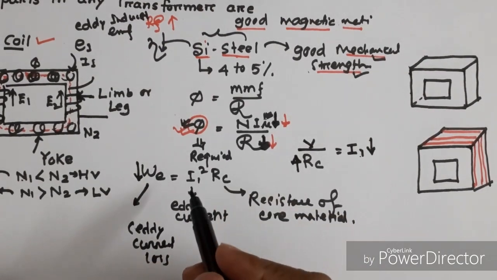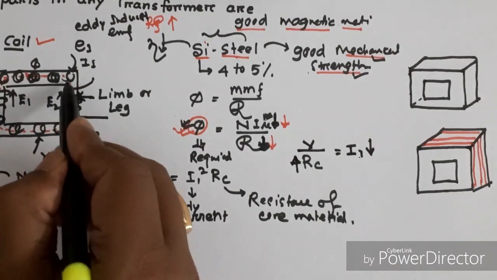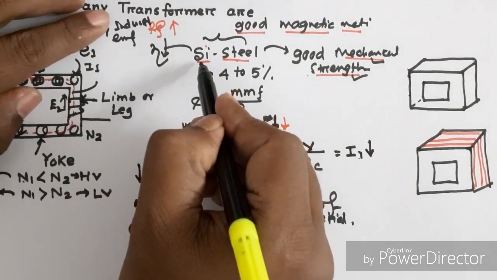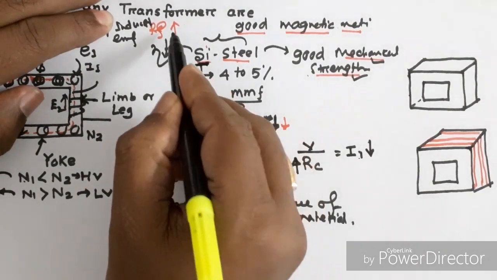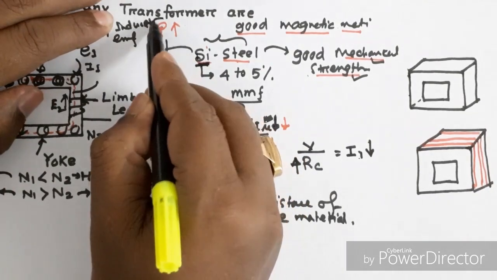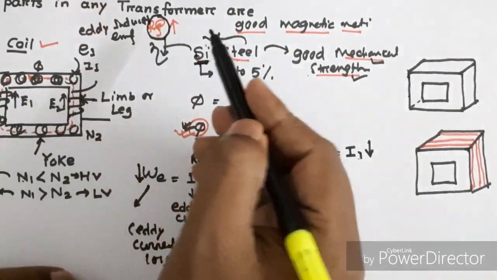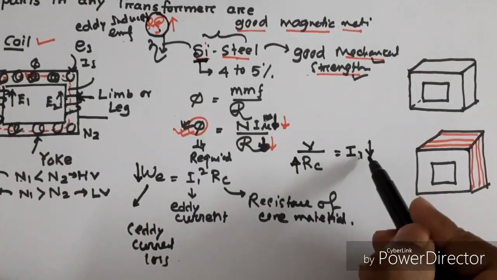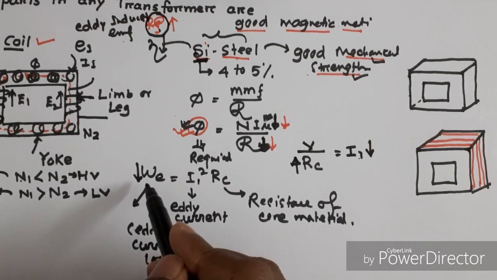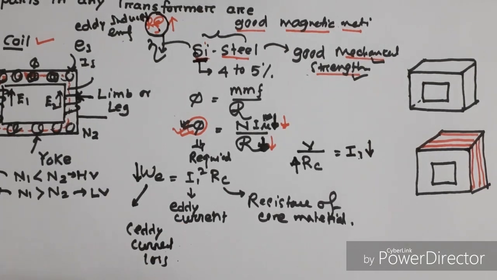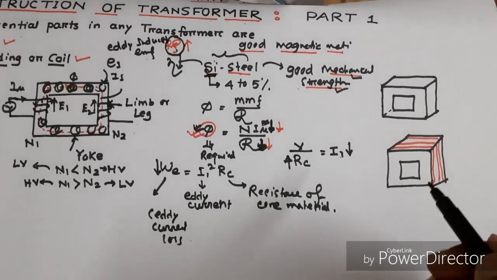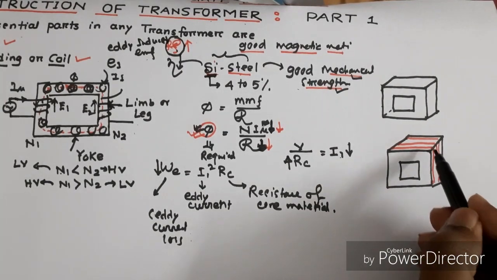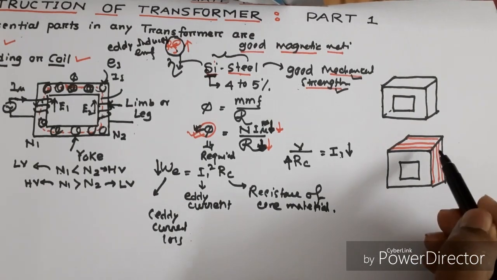As I told you earlier, the resistance of the core should be as high as possible. Therefore, we use silicon, since silicon has high resistivity. Due to high resistivity, the core resistance will be high, eddy current will be less, and eddy current loss will also be less. Again, to reduce the eddy current loss, lamination of the transformer core is done.